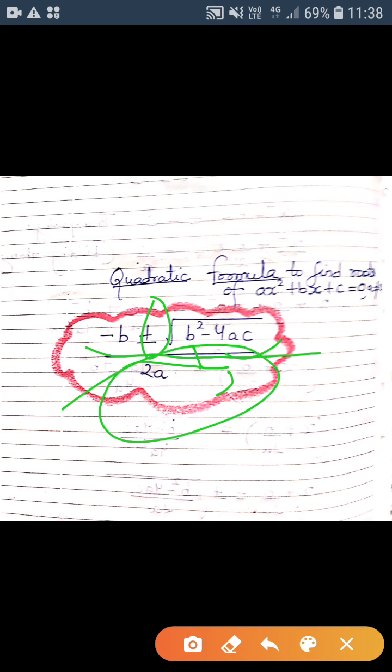So by this story you can remember this quadratic formula, which is very important to solve quadratic equations. Once again I tell you to watch the previous video on solving quadratic equations by factorization also, and watch this video thoroughly. Thank you.